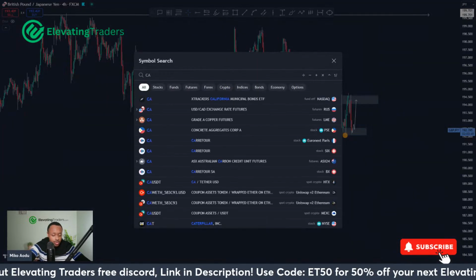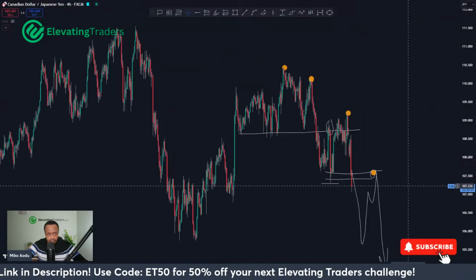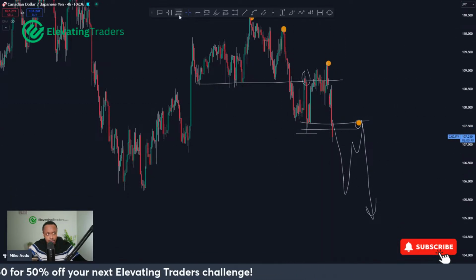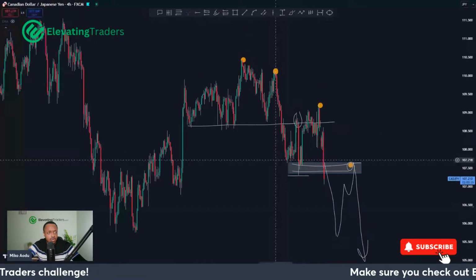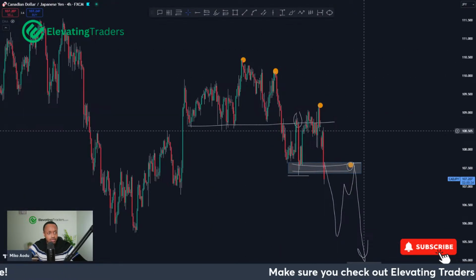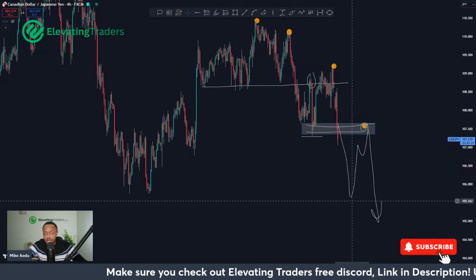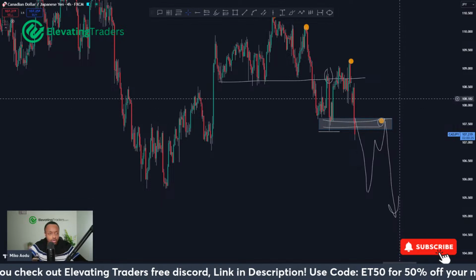CAD yen doesn't look too bad. I like the momentum we've seen this morning. I think CAD has been a bit weak as well. So if CAD yen can keep pushing, then I may be interested in a retest of the low here for some shorts to try and catch the next one. 1, 2, 3, 4. So that could definitely pique my interest if I do see a nice breakout to the downside for CAD yen. But at the moment, still early doors.